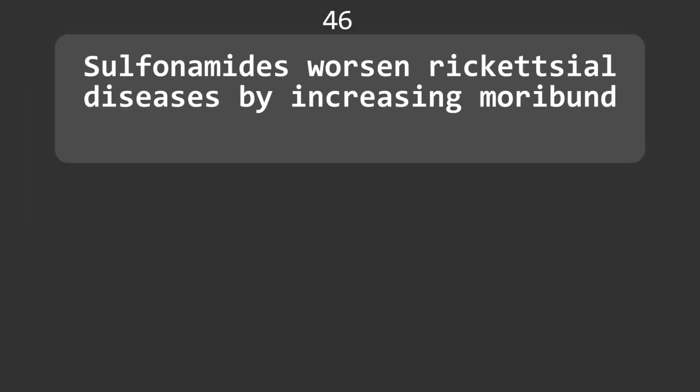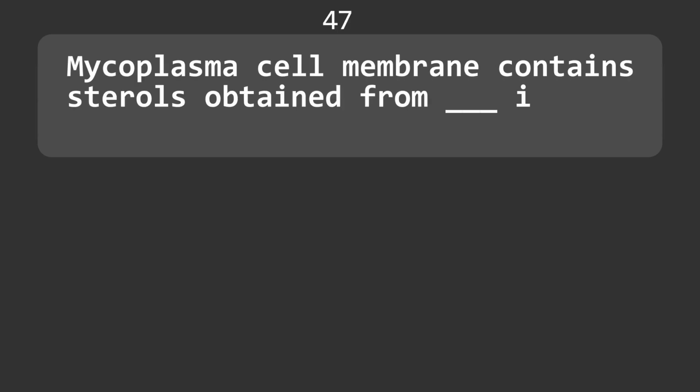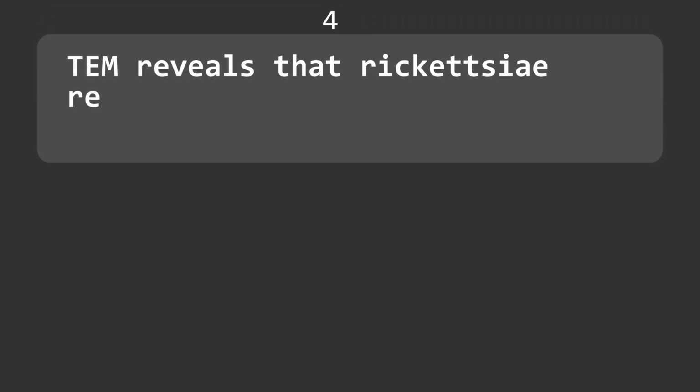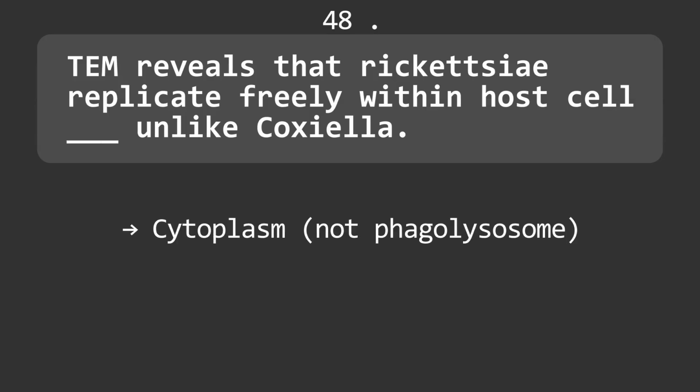Sulfonamides worsen rickettsial diseases by increasing rickettsial replication, paradoxical. Mycoplasma cell membrane contains sterols obtained from serum in culture medium, horse serum. TEM reveals that rickettsia replicate freely within the host cell cytoplasm, unlike Coxiella, which replicates in the phagolysosome.